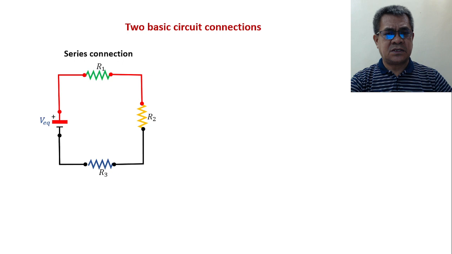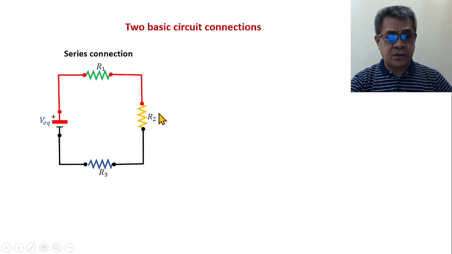We have the series connection. The loads are connected in a continuous or single path, which means that from the source, which we call the equivalent voltage, it should be connected to one leg of the resistor, and the other leg will be connected to one leg of the second resistor. Then the second leg of the second resistor is connected to one leg of the third. Then the other leg of resistor 3 will be connected towards the negative source. So this is a so-called series connection.